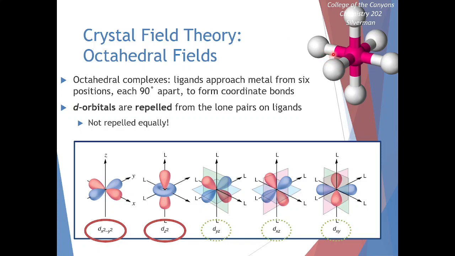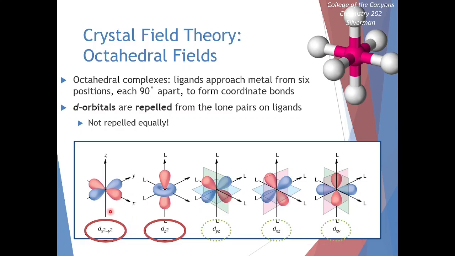Let's start with octahedral complexes. For our octahedral complex, we have 6 ligands. Each of them is 90 degrees apart. These 6 ligands will come in and bump into our d orbitals. Let's remind ourselves what these d orbitals look like. There are 5 of them. 3 of them on the right are in between our axes, in between the y and the z axis, in between the x and the z axis, in between the x and the y axis.